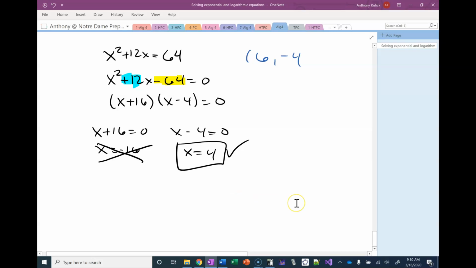This wraps up the section on solving exponential and logarithmic equations. So we'll stop here. I've posted an assignment, worksheet 6, to PowerSchool, and you should do that after watching this video.